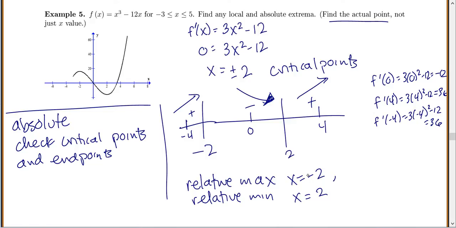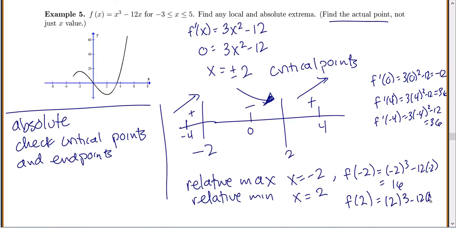So at my relative max of x equals negative 2, if you want to see what your y point is, you plug it into your original function. So f of negative 2 is negative 2 cubed minus 12 times negative 2, which is 16. And you plug 2 into your original function as well. So 2 cubed minus 12 times 2 is negative 16.